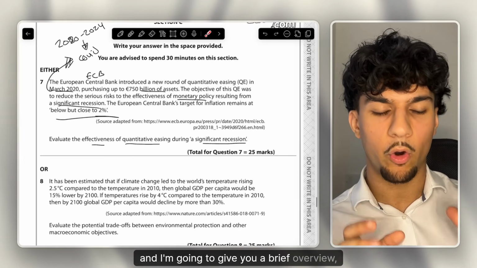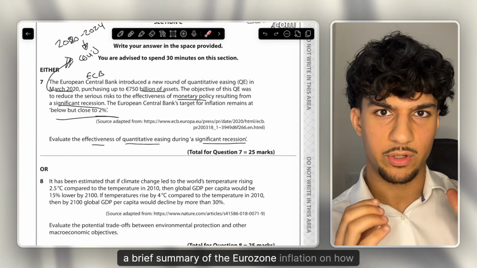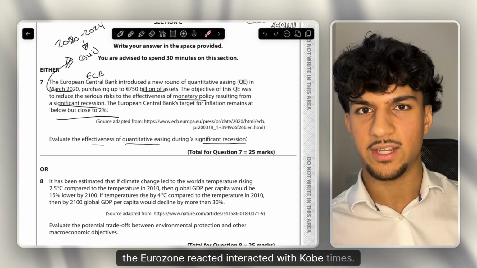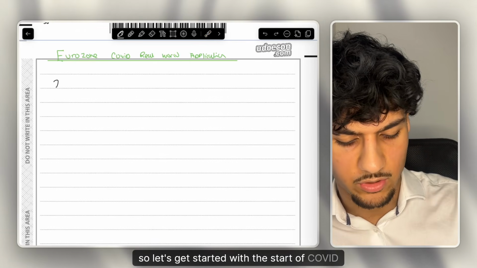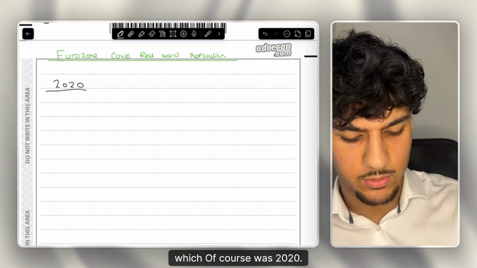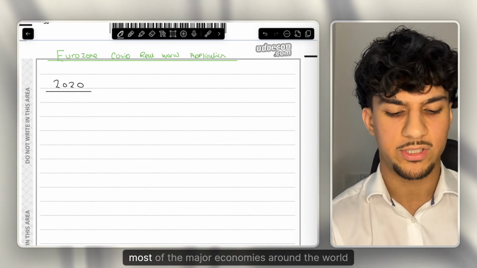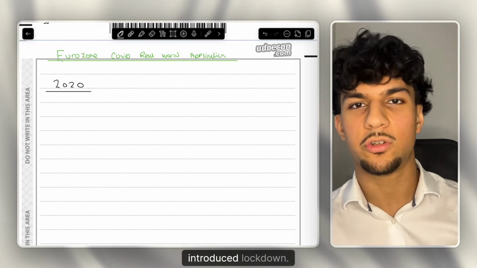I'm going to give you a brief summary of Eurozone inflation and how the Eurozone interacted with COVID time. Let's get started with the start of COVID, which of course was 2020. Now what happened in 2020? Lots of the major economies around the world introduced lockdown.